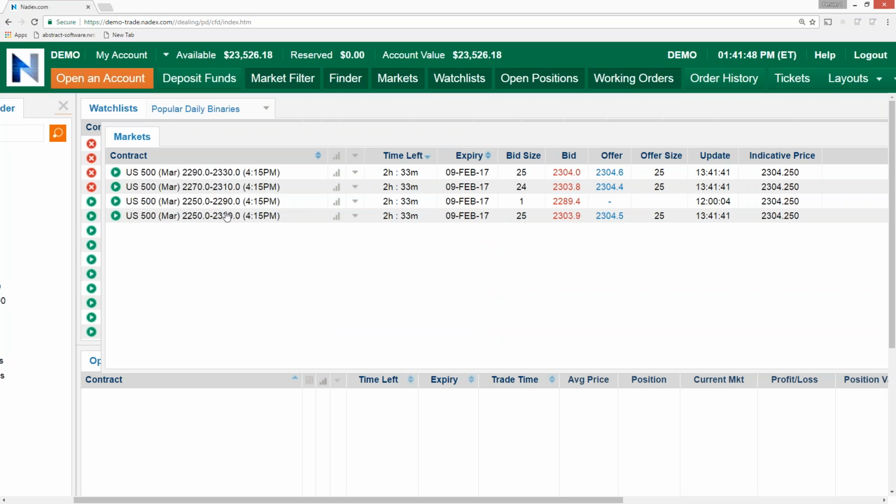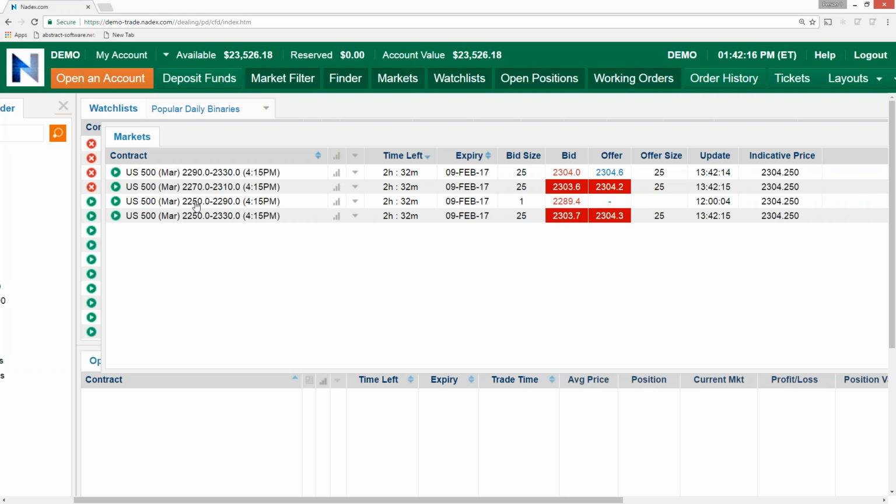Some of them, as you can see, are already way in the money, right? So take a look at this, and this is a good example of where the markets act much differently from the underlying. Here we have the 2250, 2290 spread, right? The market's 13 points above the ceiling of this spread.